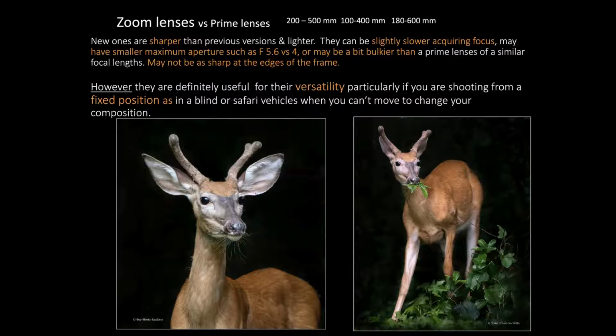They have a smaller maximum aperture. Instead of maybe having an f4 as the maximum aperture, they may be a 5.6, a 6.3, etc. They also may be bulkier than the prime lens of similar focal length. And they may not be as sharp edge to edge, depends on which one you happen to have.